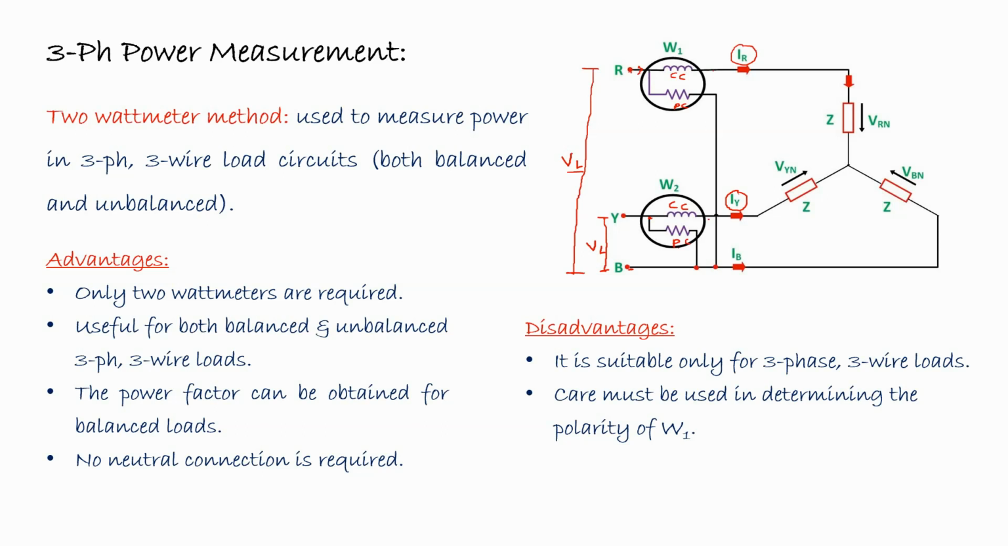Here, when we read the data, the polarity of W1 should be carefully determined. Otherwise, there will be some error in the reading of the wattmeters. As we have already discussed, using the readings of the two wattmeters, we can measure the power factor of the load. But this is possible only in case of balanced load. For unbalanced load, we cannot measure the power factor of the load by using this two wattmeter method.